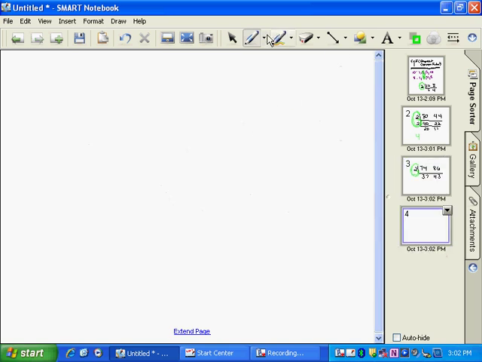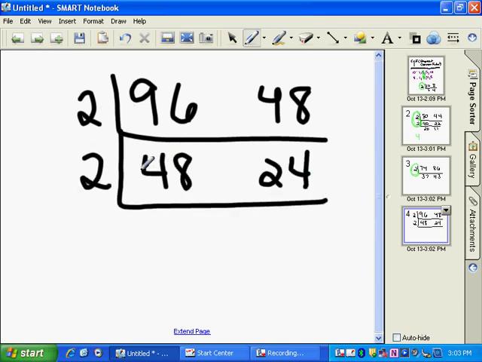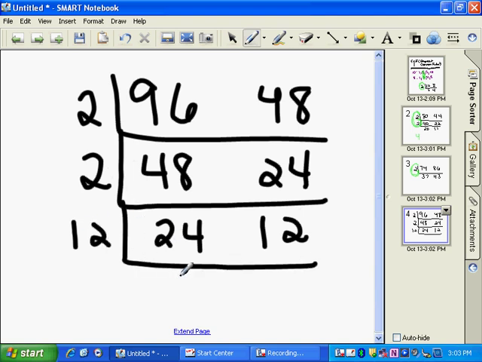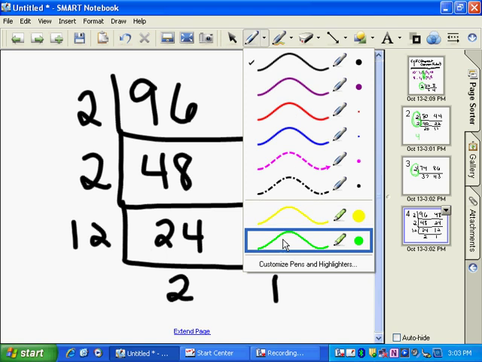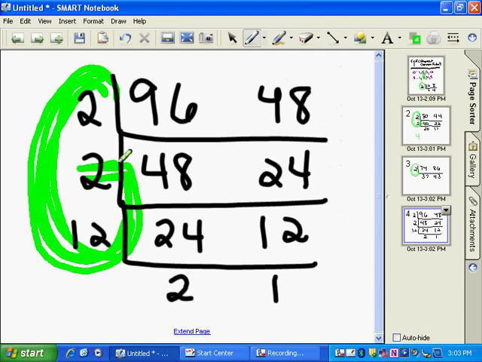Let me give you one more. Let's do 96 and 48. 2 is a common factor. It goes into 96 48 times, and it goes into 48 24 times. 2 is a common factor of 48 and 24. 2 goes into 48 24 times, and it goes into 24 12 times. Well, now I see, 12 is a common factor of 24 and 48. 12 goes into 24 2 times, 12 goes into 12 1 time. So I'm done because there's no other common factor of 2 and 1 besides 1. So the greatest common factor is all of this on the side multiplied by each other. So 2 times 2 times 12. 2 times 2 is 4. 4 times 12 is 48.